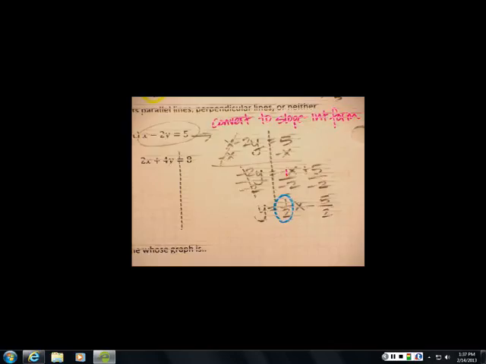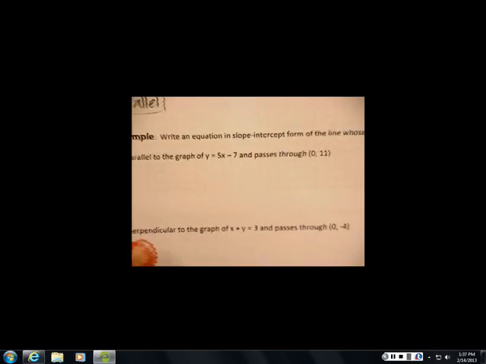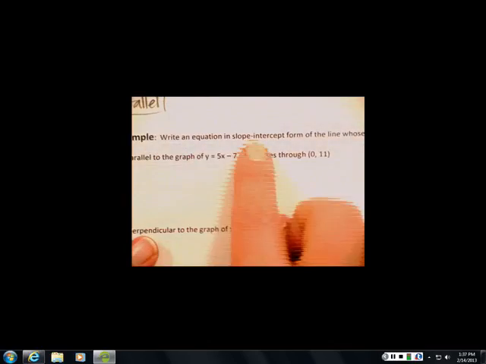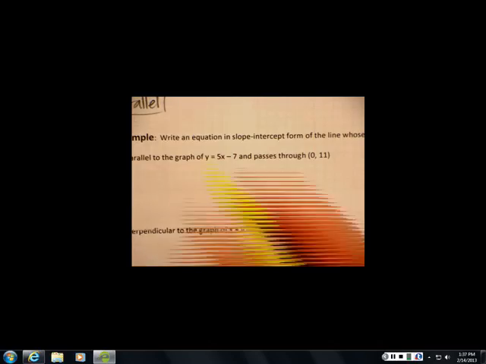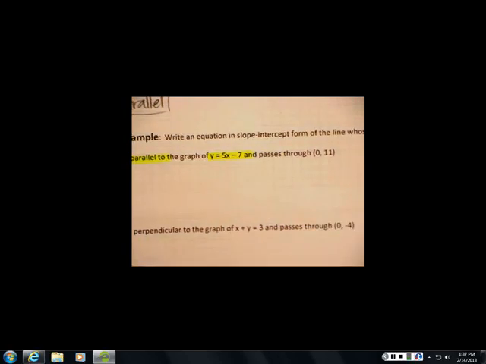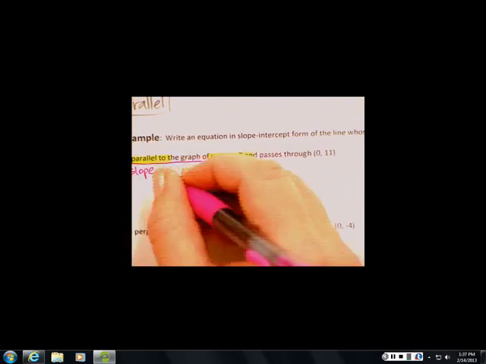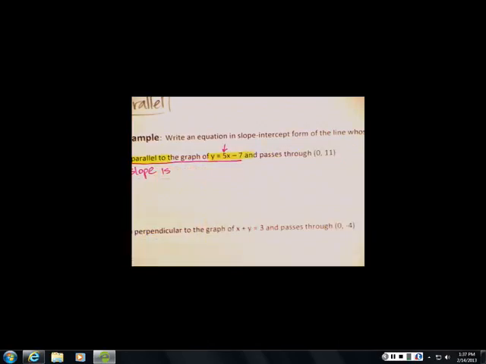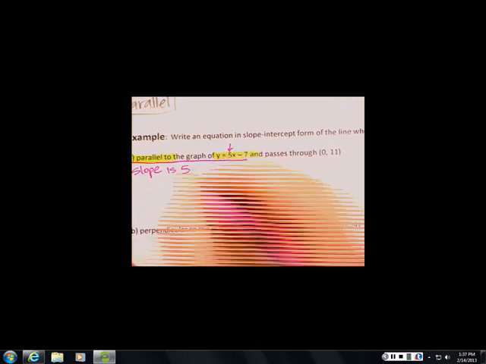We are almost done. How exciting is this? Okay. Last example says, write an equation in slope-intercept form of the line whose graph is... We have two conditions, right? We want it to be parallel to the graph of that equation. And if it's parallel, then if it's parallel to this equation, y equals 5x minus 7, my slope is going to be 5.